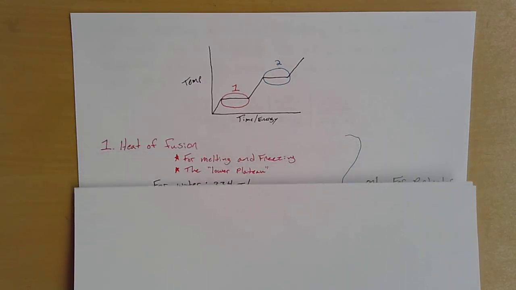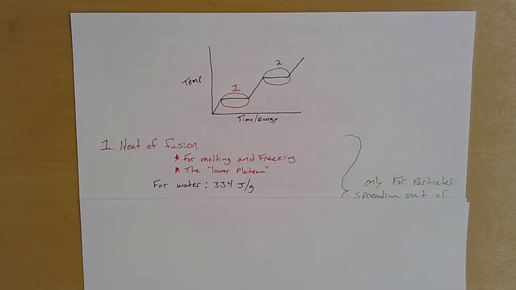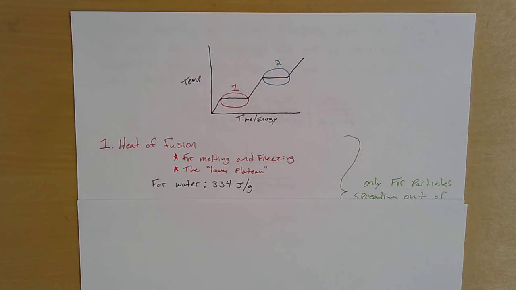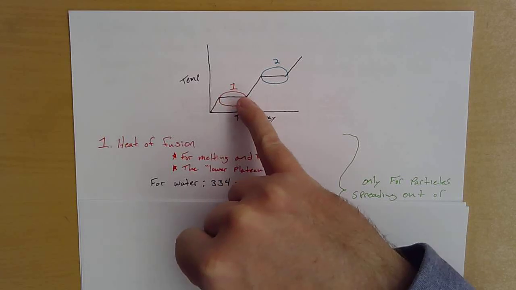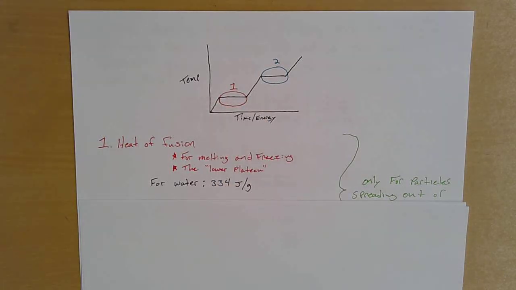So let's look at just that first section. That's what we call heat of fusion. That's where we're having our melting or our freezing. It's the lower plateau if you're looking at the full curve. For water, it's 334 joules per gram. Notice there's no temperature here because there's no temperature change happening. It's staying constant through that motion, just like when we were melting our ice when we made our own heating curve for water.